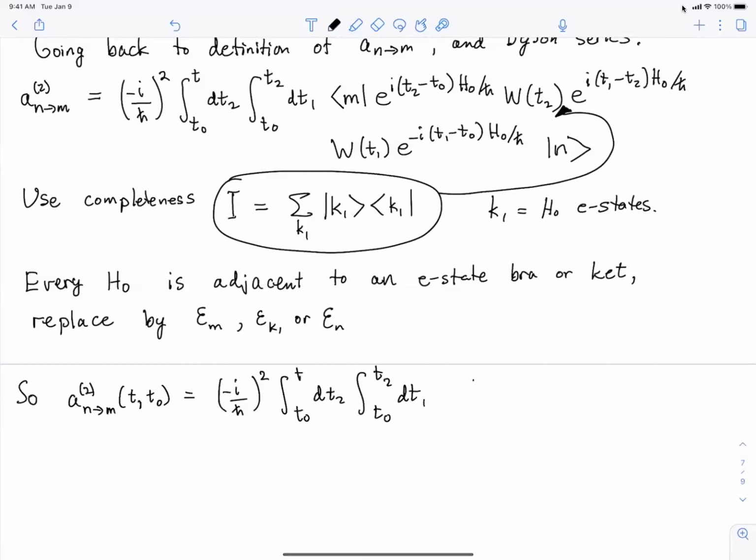Okay, now we have to remember that we're summing over all the K1s. But now we have omegas, just like we did at first order in perturbation theory. So those are our phase factors. Okay, and then we have a matrix element M W2 K1.